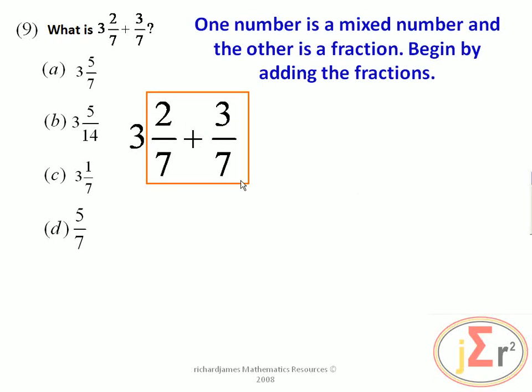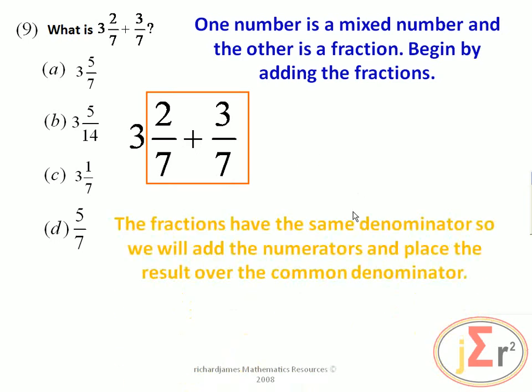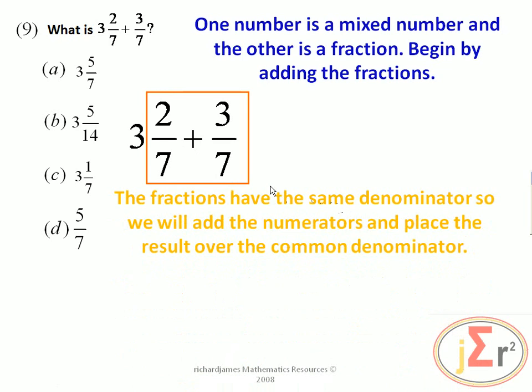So when we add these, what will be the result? Will it be 5 over 14? No, it will not be 5 over 14. And we will explain those as we go along, because we cannot possibly explain everything on a single slide. While adding the fractions, we do not add the denominators. The denominators are the same, so the answer will have the same denominator. We will add the numerators and place the result over the common denominator.